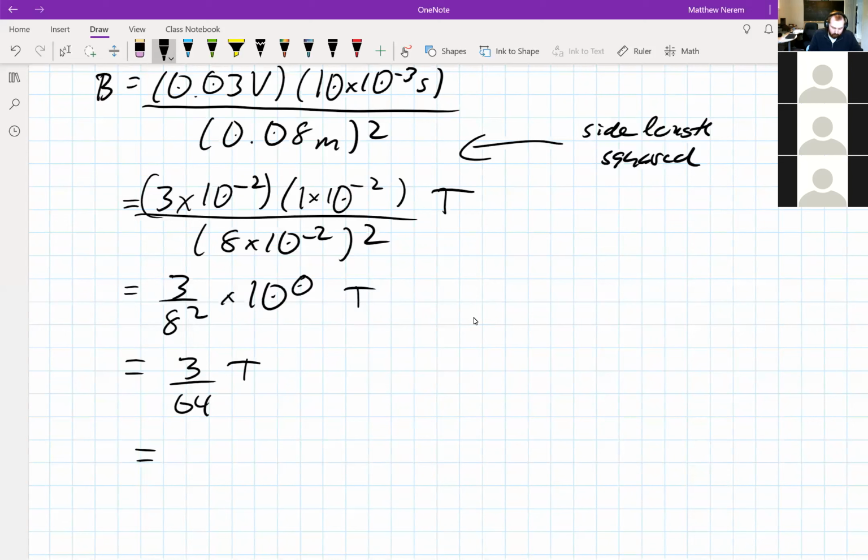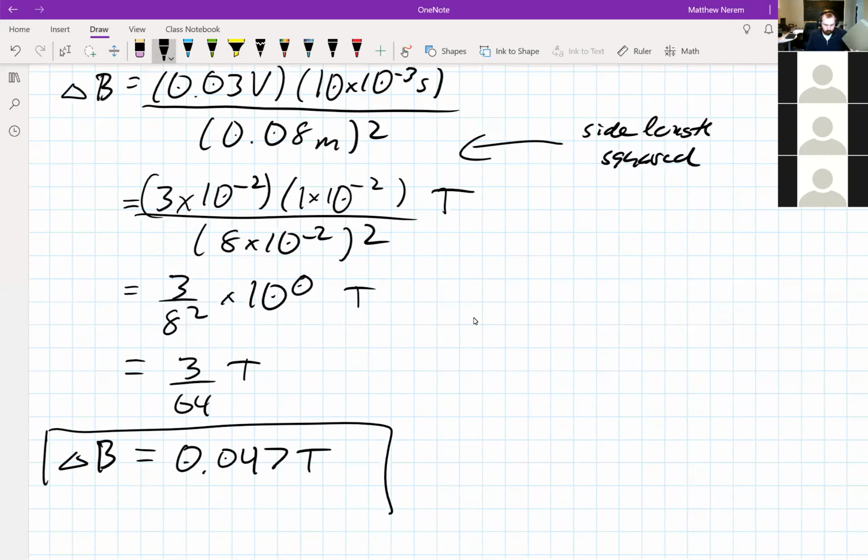And you plug in your calculator, you'll find that's about 0.047 Tesla. Is the change in field strength. All right, so we'll call it into this practice problem there.